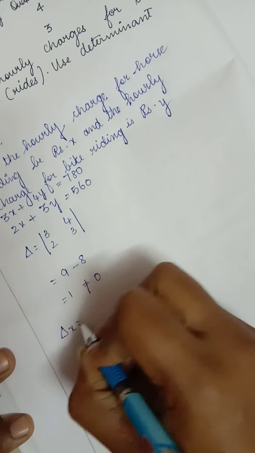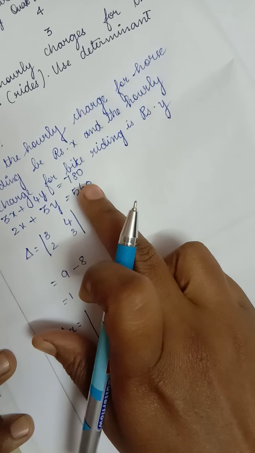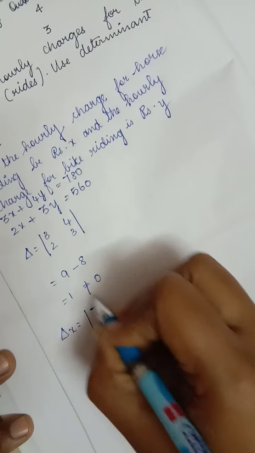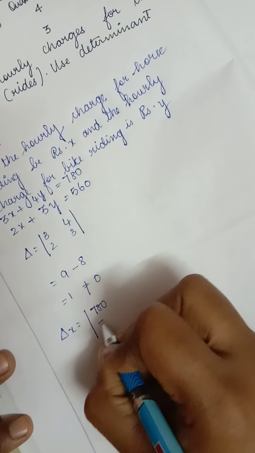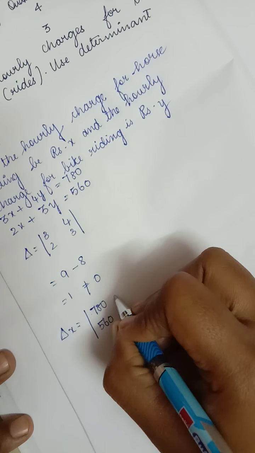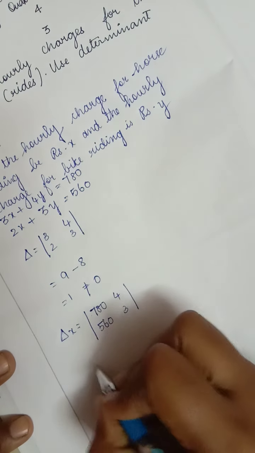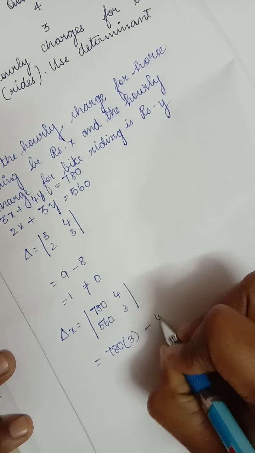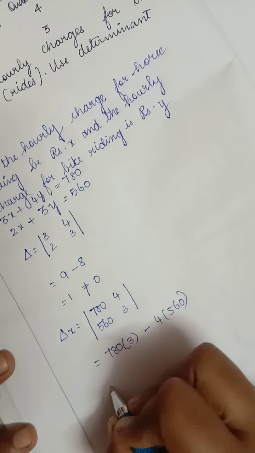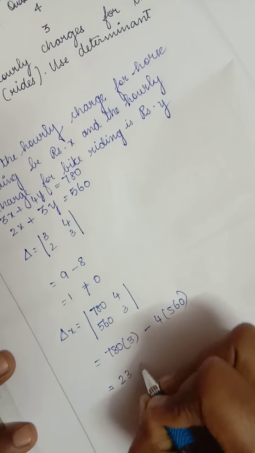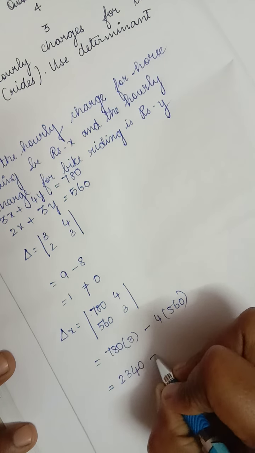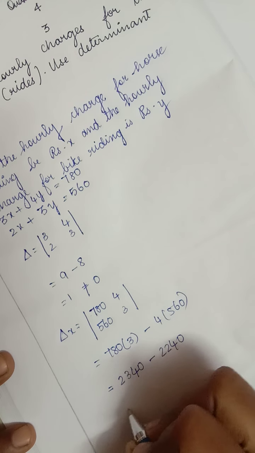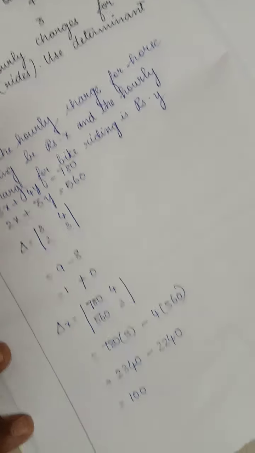So del x equal to, as in the earlier sums, you have to write 780 and 560 in the place of x. So 780 then 560. Here what will come? 4, 3. So 780 into 3 minus 4 into 560. Then you just multiply: 2340 minus 2240. If we subtract, the answer is 100.